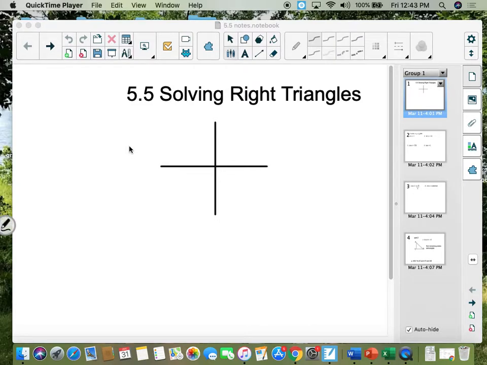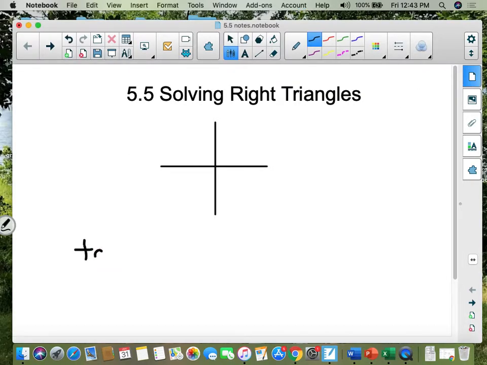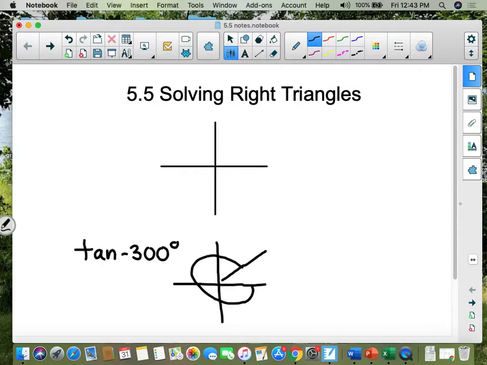Before we start, I just want to do a couple of these from what we've already learned. Let's do the tangent of a negative 300 degrees. Negative 300, you go in this direction, don't you? And you stop about right here. Some of you are drawing your line to the y-axis. You never draw it to the y-axis. You always draw it to the x-axis.